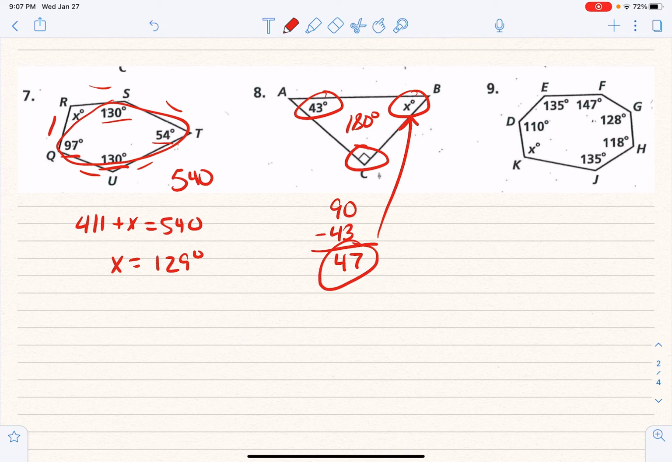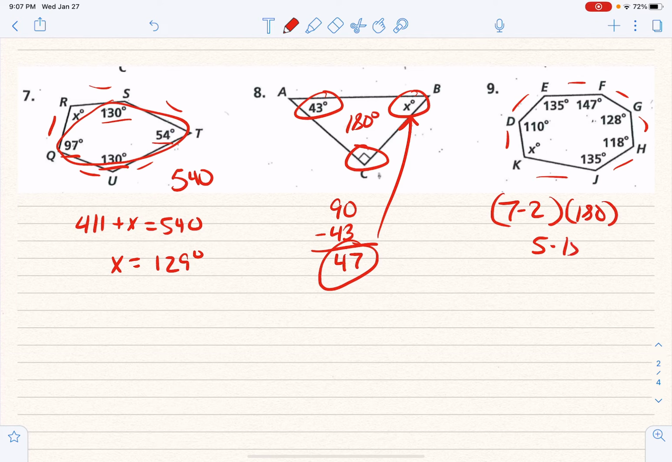Okay? And the last one, of course, we got to go out with a bang, one with all sorts of sides. 1, 2, 3, 4, 5, 6, 7 sides. So we go 7 minus 2 times 180. 7 minus 2 is 5. 5 times 180 is 900 degrees. So we got to add all these up. We got 1, 2, 3, 4, 5, 600.